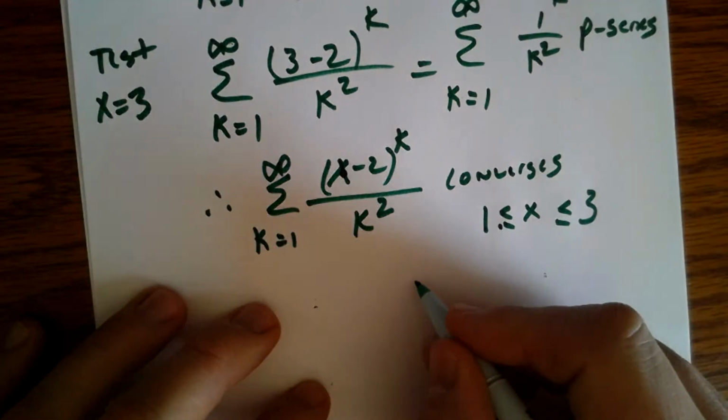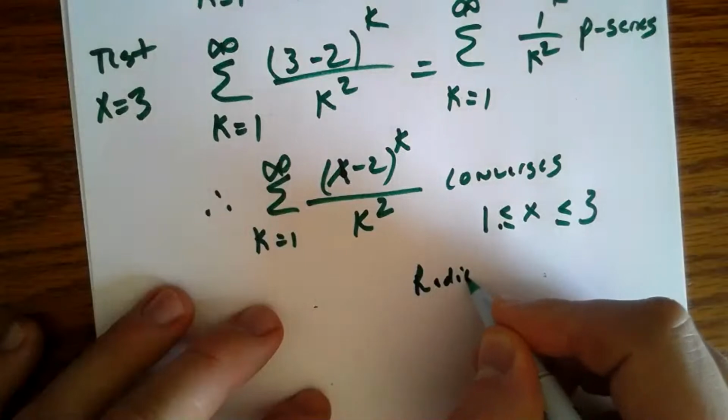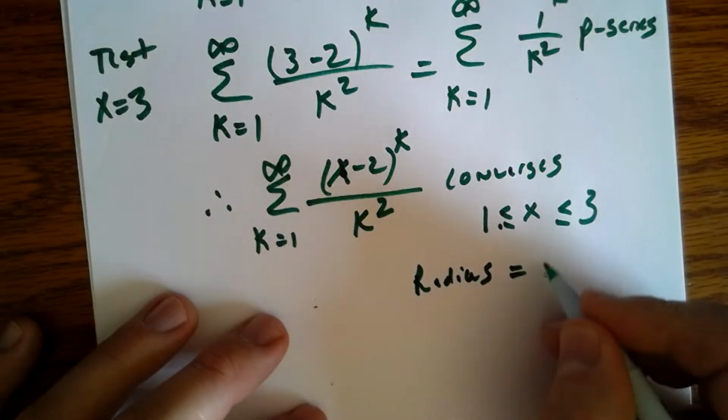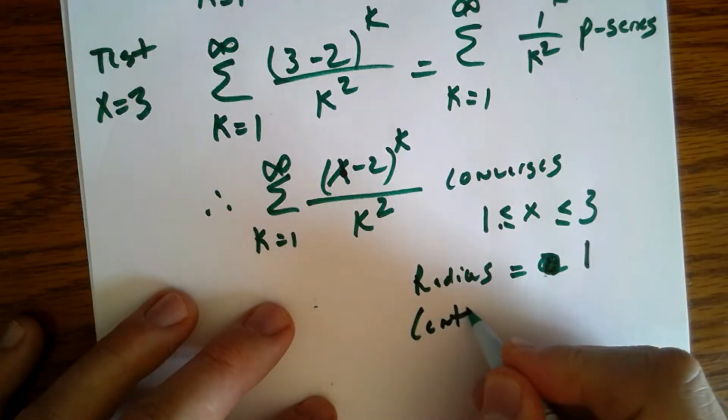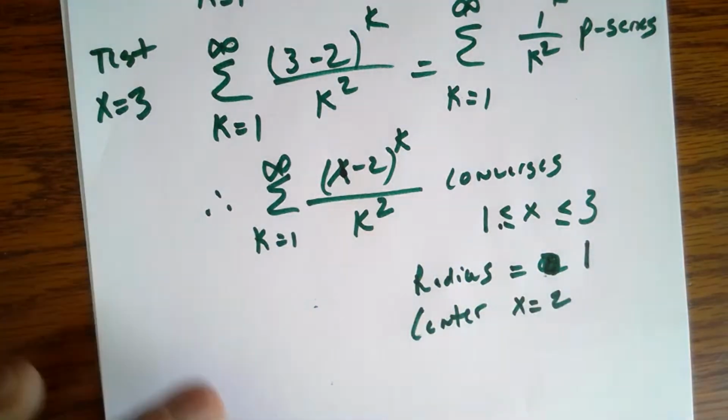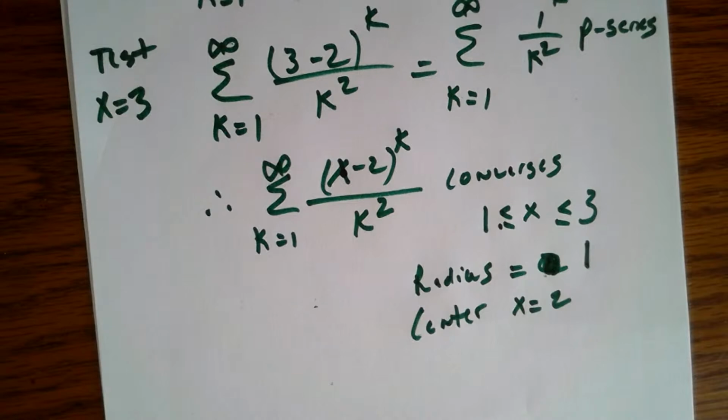Now, they're also going to ask a question: what's the radius of convergence? How far from the center can you go? The radius is equal to 1. Where's the center? x equals 2. All right. Whew. That's really the lesson for today, too.